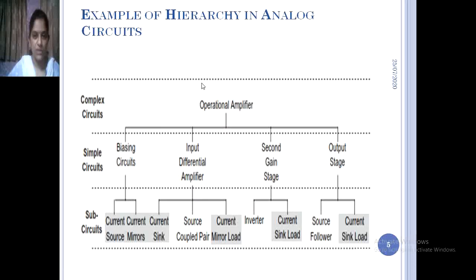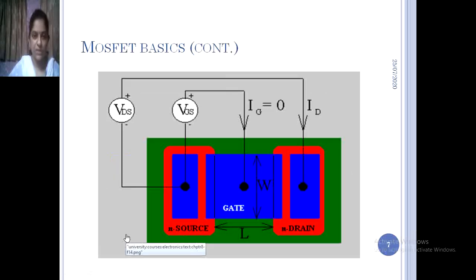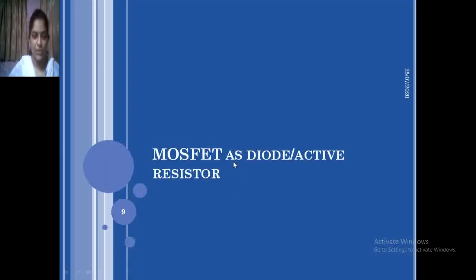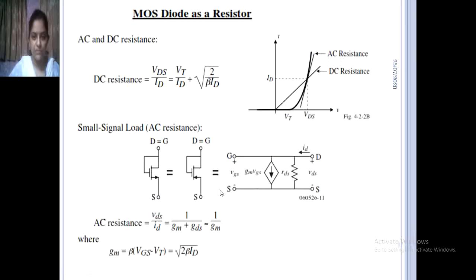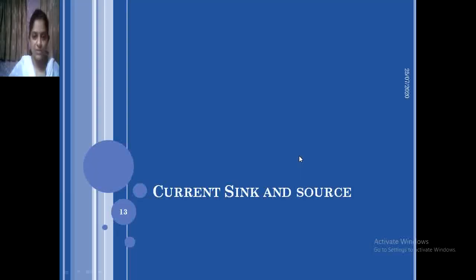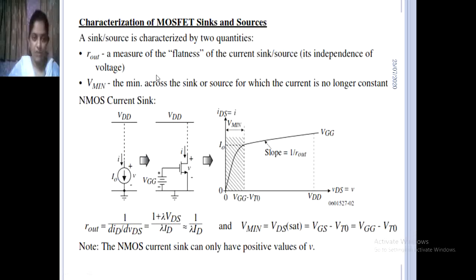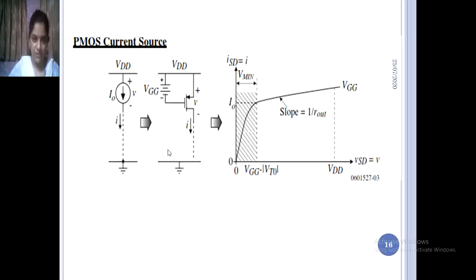We have seen what is a sub circuit, simple circuit and complex circuit. So this is our MOSFET biasing. MOSFET as a diode and active resistor, we have already seen, and how it is implemented as a floating resistor. Then last time we started with the current sink and source. In that we saw what a current sink is, and the two quantities that characterize it, R out and V min.